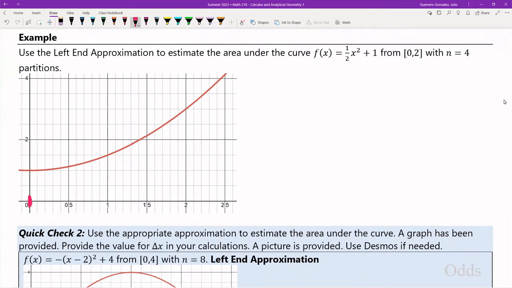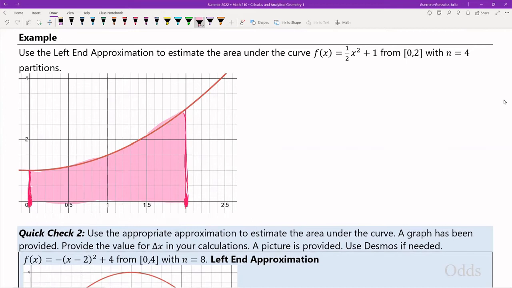Here's 0 over here. Here's 2 over here. So I'm going to draw a line that goes straight down from here. Straight down, I said. Much better. Here and here, right? So we are looking for this area right here. We're at least going to approximate this area right here. All of this. This is what we're looking for. Okay? And we're going to try to do it using left end approximation.